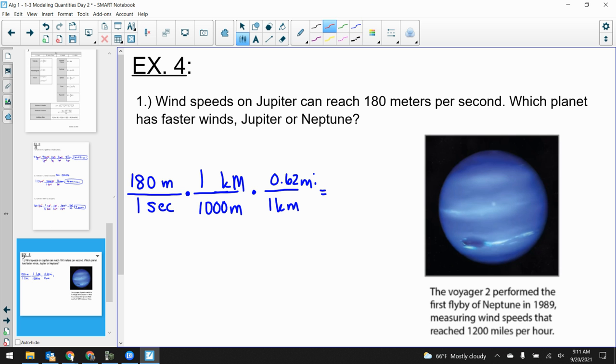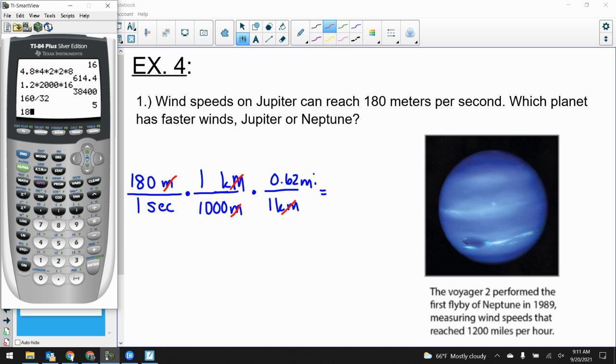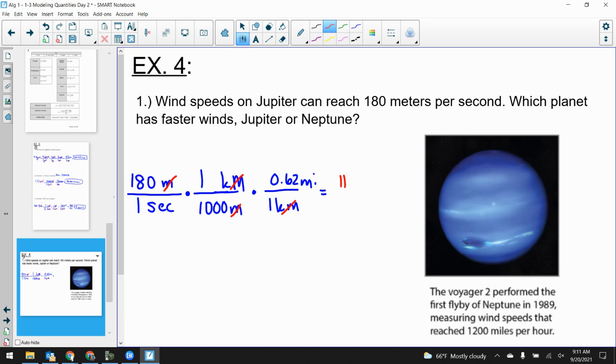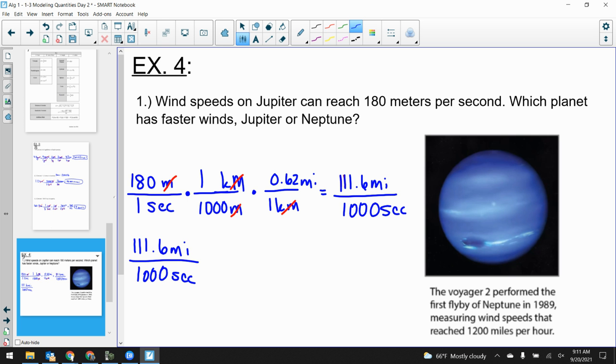Okay, so look. Cancel, cancel, cancel, cancel. And now we have 180 times 0.62 is 111.6 miles. And then I've got 1,000 seconds. You see that on the bottom? I'm just taking, look, the seconds are still there. I'm just taking 1 times 1,000. Now, I'm going to transfer that and turn that into miles per hour.